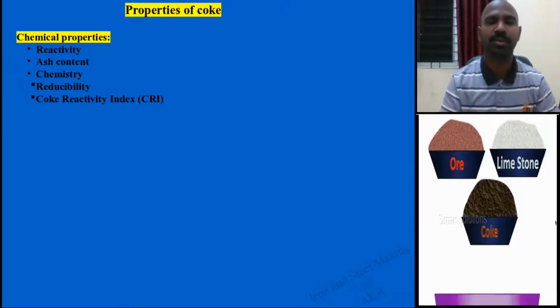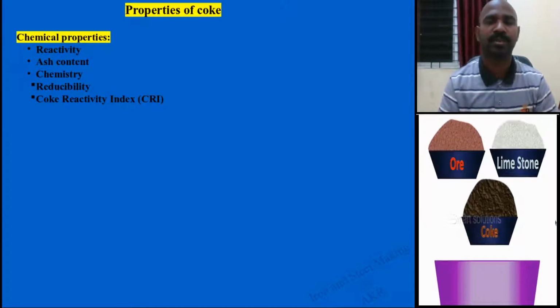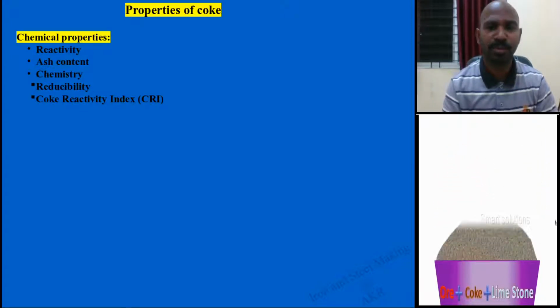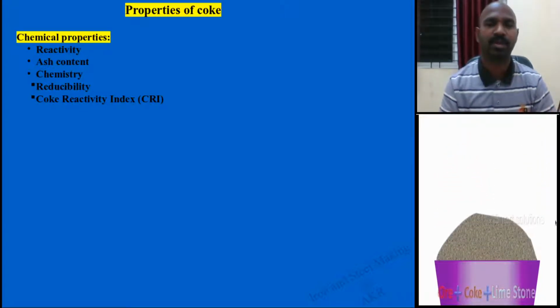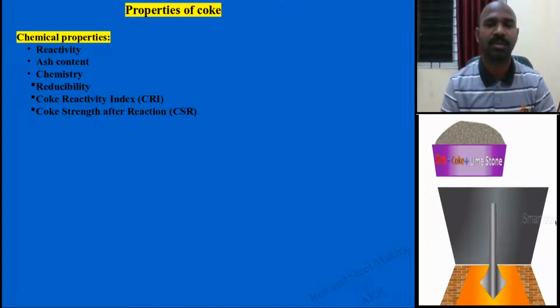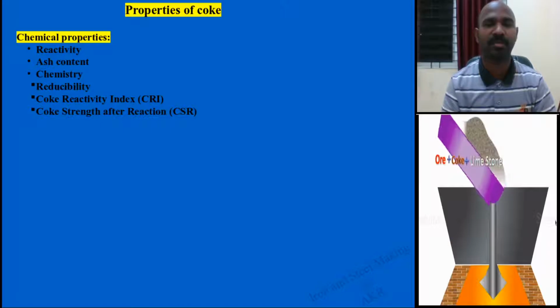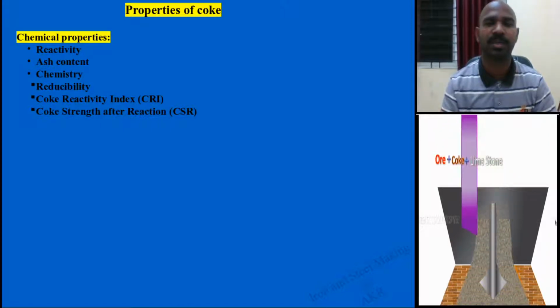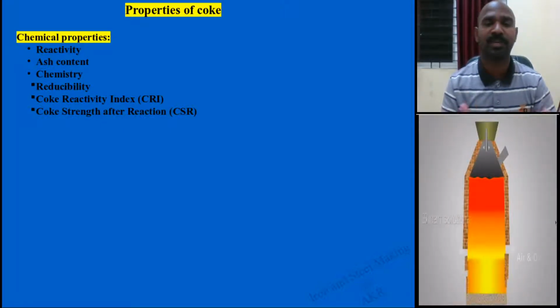Coke reactivity index. There are certain standard parameters. What is the reactivity index? It can be calculated, which I will speak about in the next coming lecture. And coke strength after reaction. After the reaction happens during the pig iron production, how much coke strength does it retain, even when it is going to the higher temperature, all those particular points.